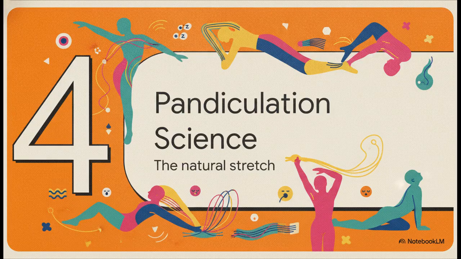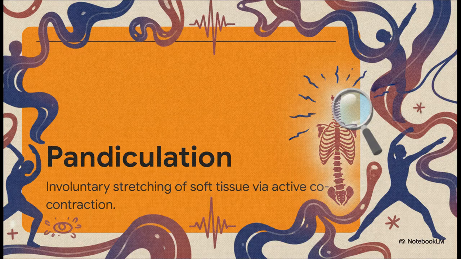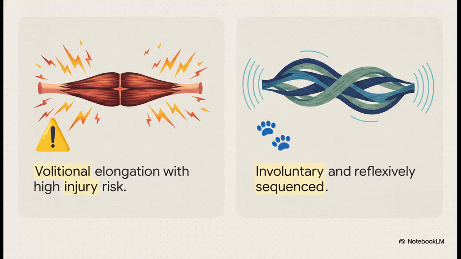Section 4. The science of pandiculation, the natural stretch. Let's look at something you do every day that proves your body already instinctively knows exactly what to do. Pandiculation. It's just the scientific term for that glorious, full-body stretch and yawn you do when you wake up in the morning. Notice what happens there. You aren't passively holding a static shape. It's a reflex, an involuntary, active co-contraction of muscles that builds to a peak and then releases. It's a natural animal instinct that resets your nervous system, completely unlike the forced, static holds we do in the gym. The difference is honestly night and day.